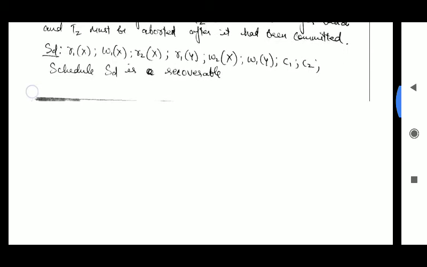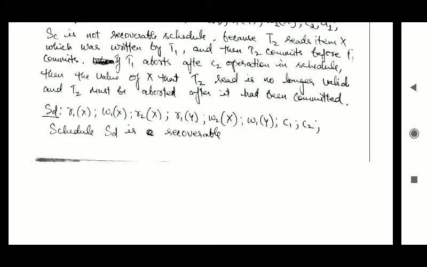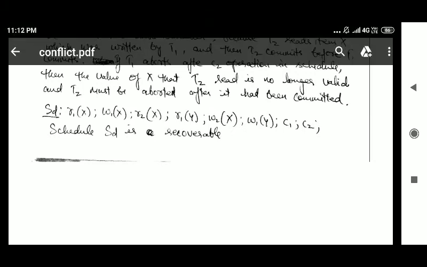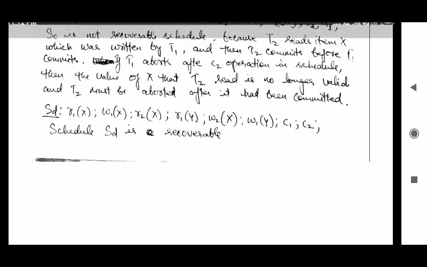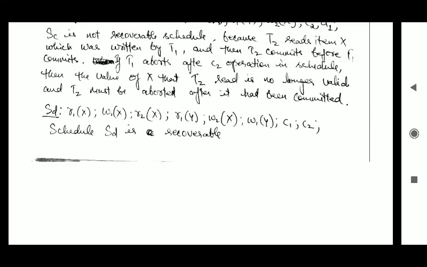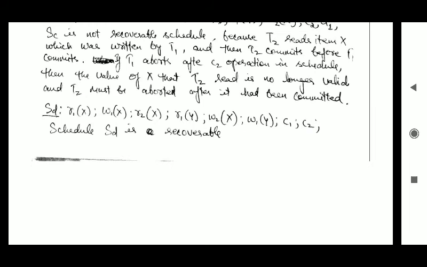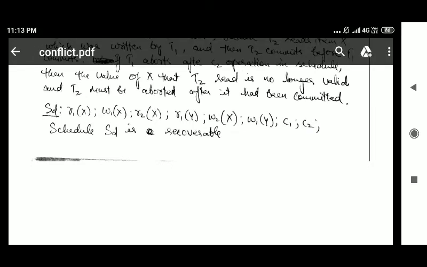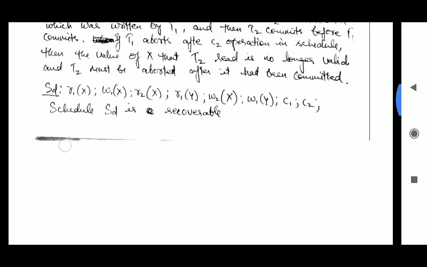Now see this another schedule ST. Here the first operation, transaction T1 reads X. Second operation, transaction T1 writes X. Third operation, transaction T2 reads X. So here transaction T2 reads a data item X which was written by transaction T1. Now here transaction T1 is committed before transaction T2. Here you can see C1 is before C2. So transaction T1 commits before transaction T2, and transaction T2 reads a data item which was written by transaction T1. So this schedule ST is a recoverable schedule.